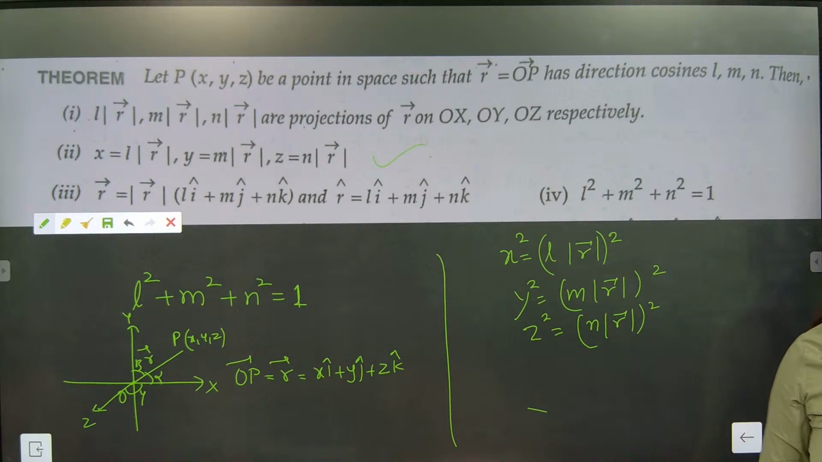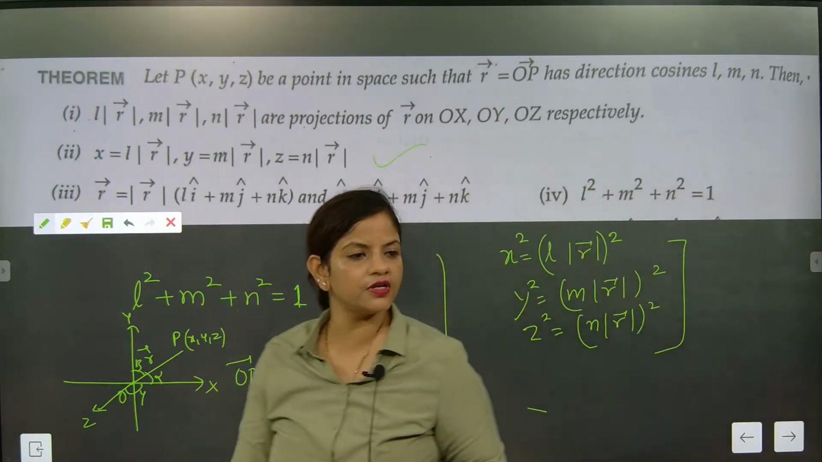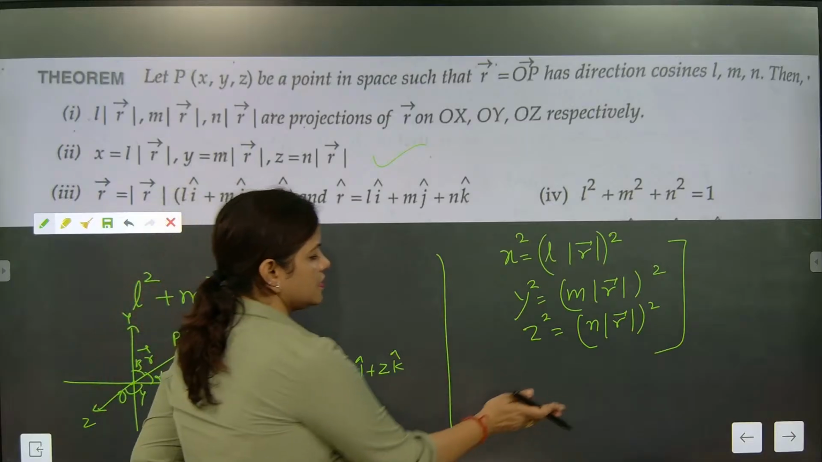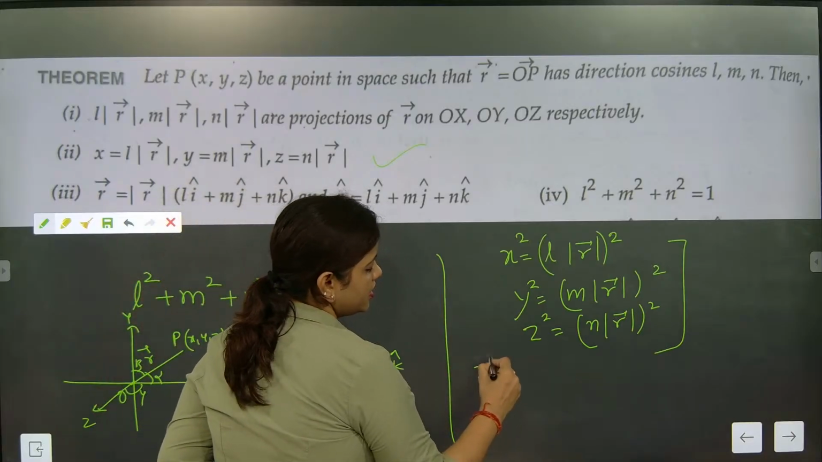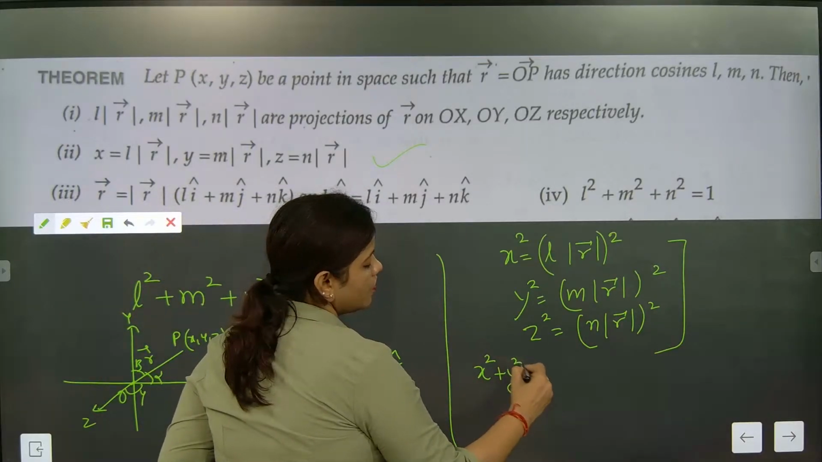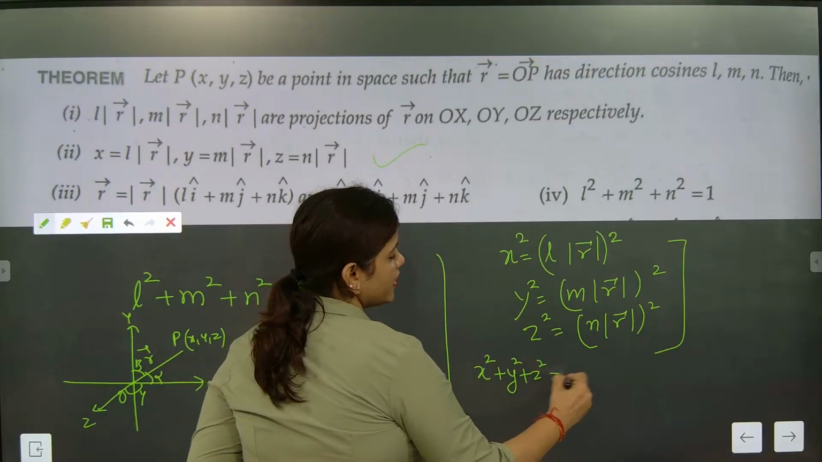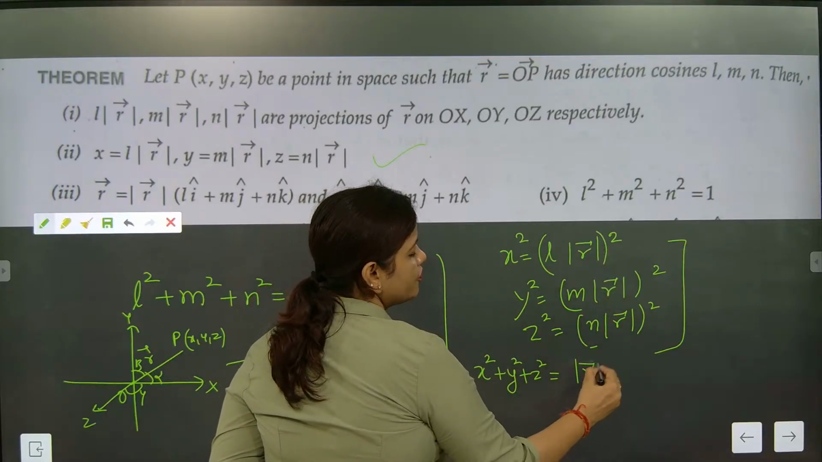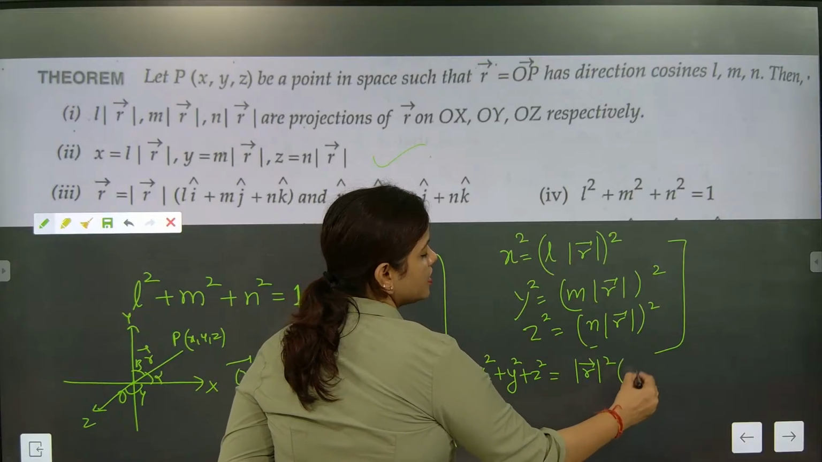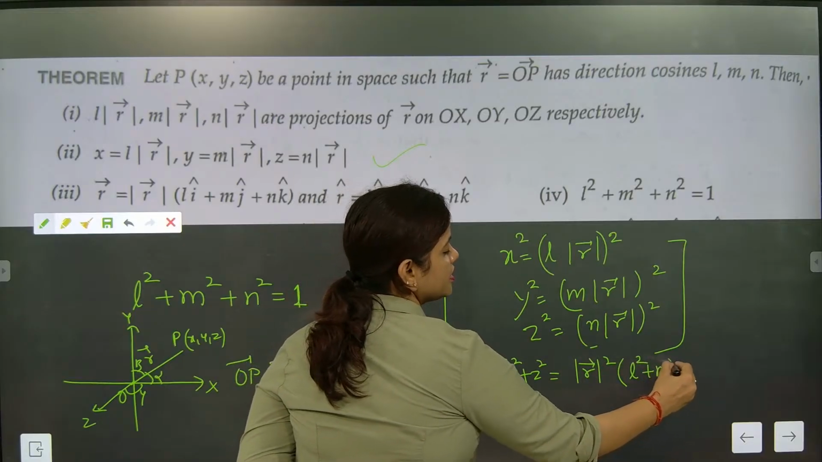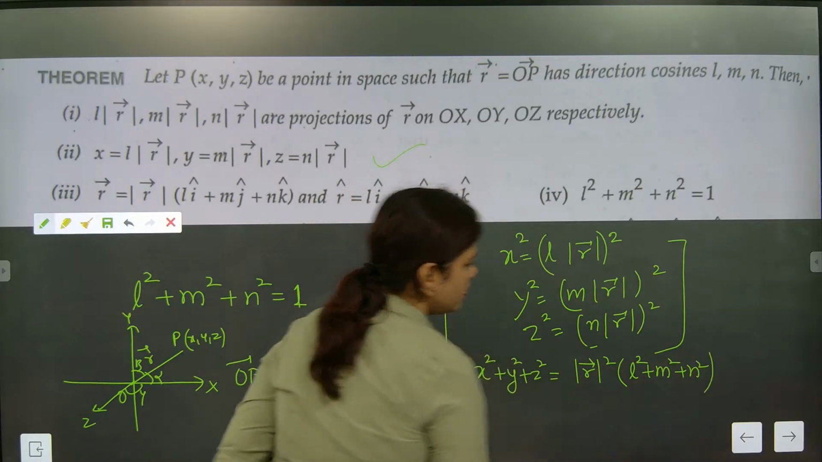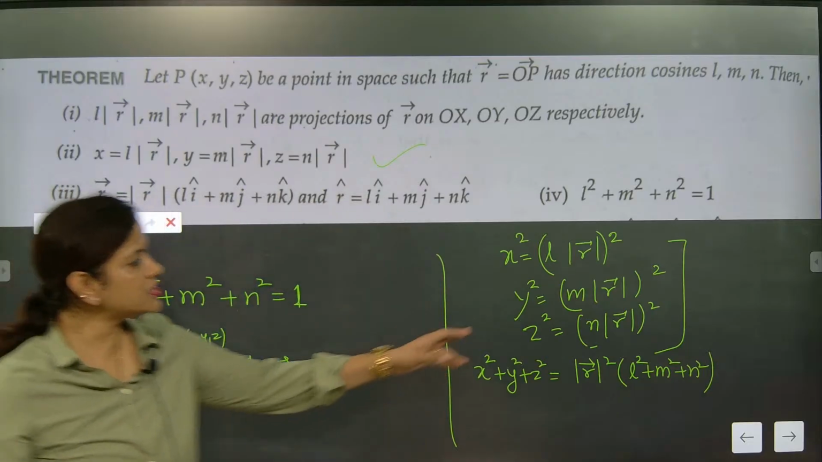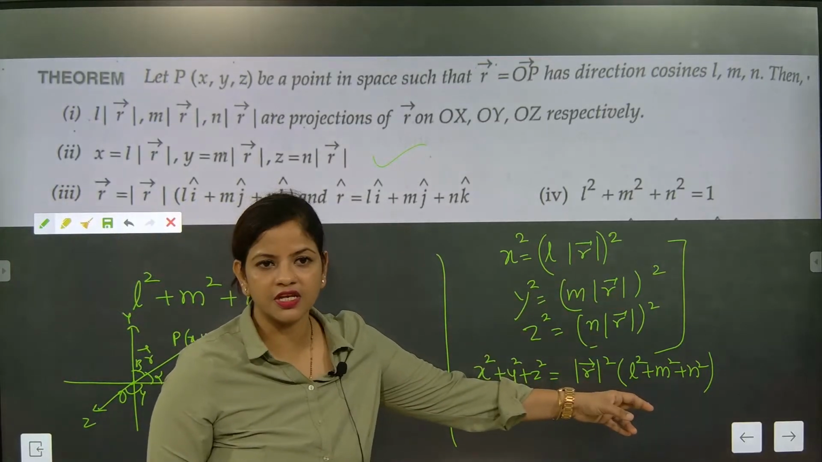Done, beta? Now we will add all the three. Adding all the three will give you what? Tell me first. Add this, what are you going to get? x square plus y square plus z square is equal to what, beta? Magnitude of r vector whole square, l square plus m square plus n square. You got this, beta? Because r vector will be common in all the three.